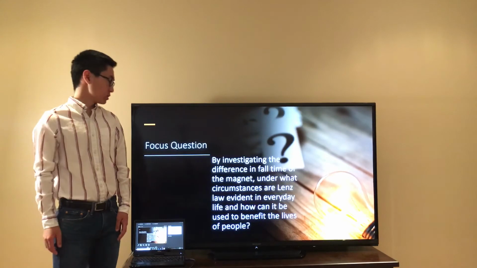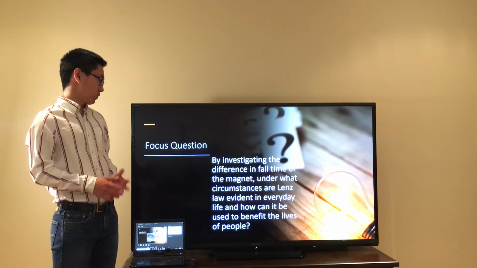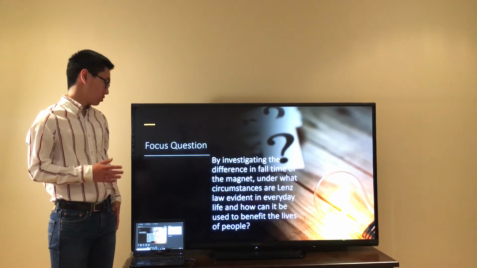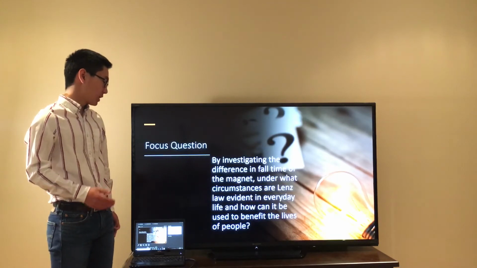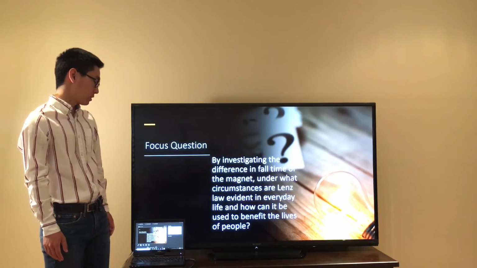Firstly, the focus question. By investigating the difference in fall time of the magnet, under what circumstances is Lenz's law evident in everyday life and how can it be used to benefit the lives of people?